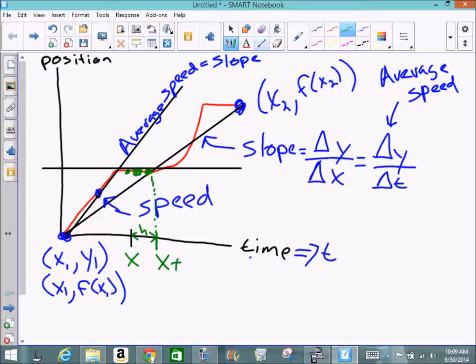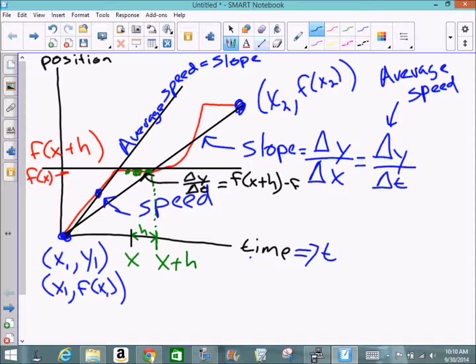And so what I'm going to do is call the distance between x and that next point h, so the second point should be x plus h. Now the corresponding y values will be evaluated at f of x and f of x plus h. So I have 2 points where I'm going to calculate delta y over delta t, and I've used x's, so I'm going to interchange x and t a lot so that you can get familiar with the fact that the independent variable can be t or it could be x.